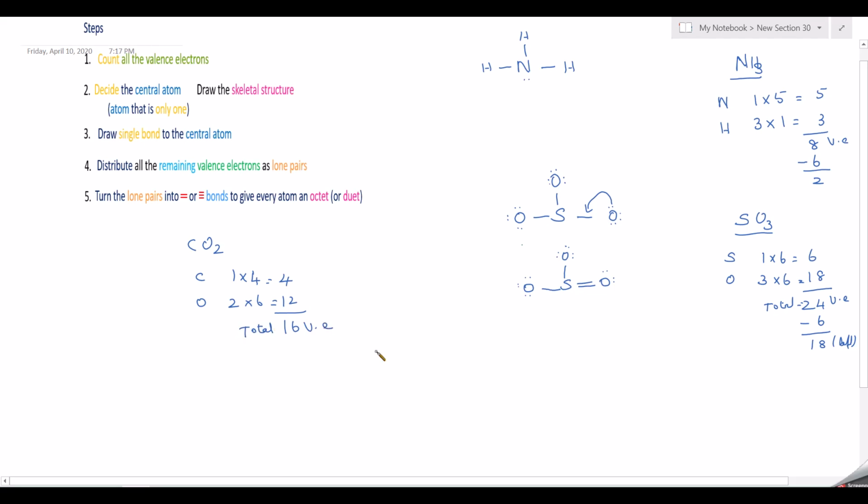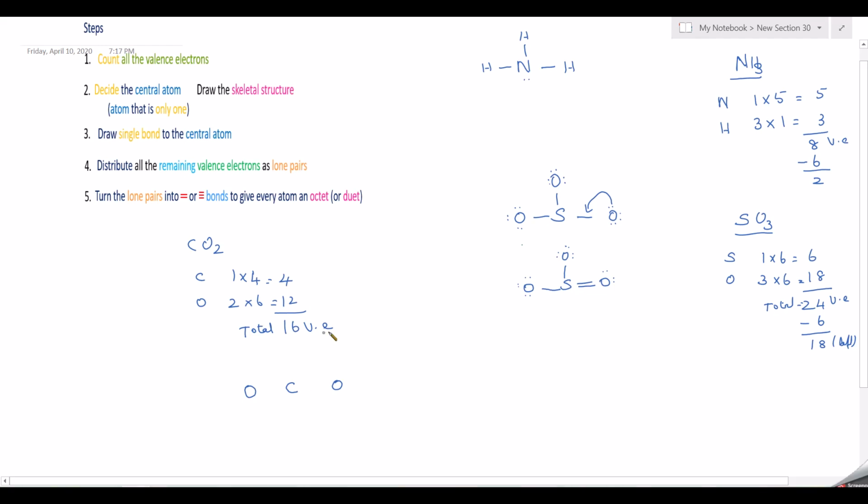Now decide the central atom. So carbon only 1 but oxygen 2. So carbon must be the central atom. Then draw the skeletal structure. So 2 oxygens you draw like this, here 1 oxygen and here 1 oxygen.